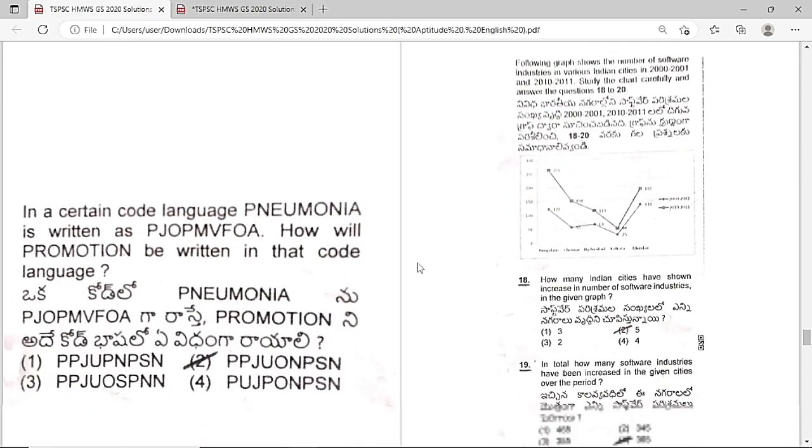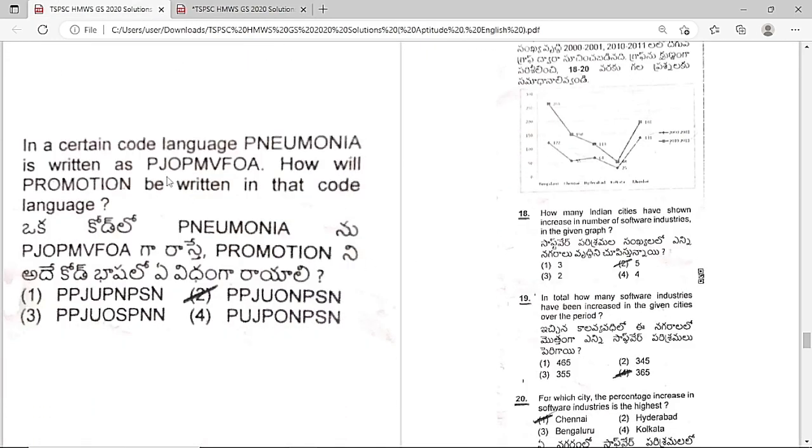So now we are going to solve another question. See the question here. In a certain code language, PNEUMONIA is written as PJOPMVFOA. How will PROMOTION be written in that code language?